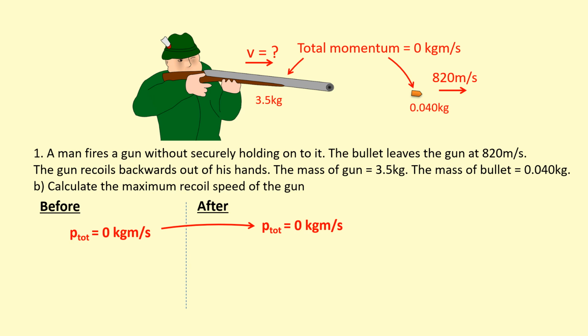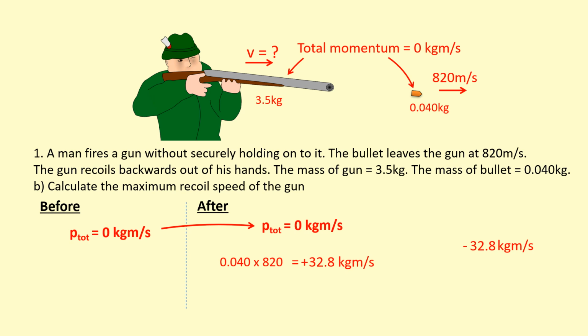So let's calculate the momentum of the bullet first, because we've got the mass of the bullet and the velocity of the bullet. So let's multiply those together and we get the momentum for the bullet, and that's positive because that's going towards the right, and we're going to say that's positive. So what can we add to this to give us a total momentum of 0? Well, we need to add negative 32.8. That's going to go to the gun. The gun's going to get an equal amount of momentum but in the negative direction.